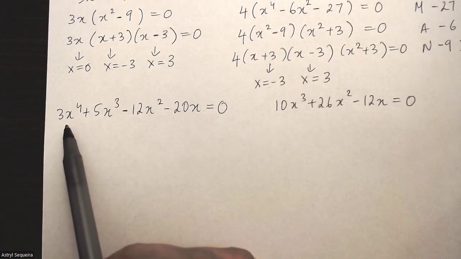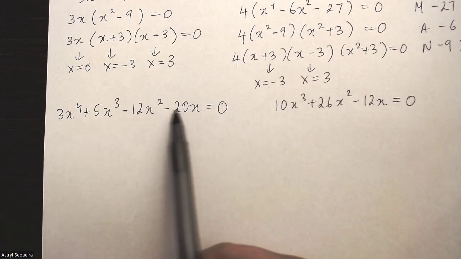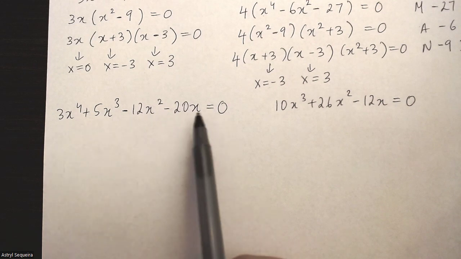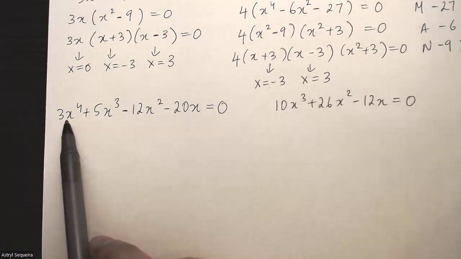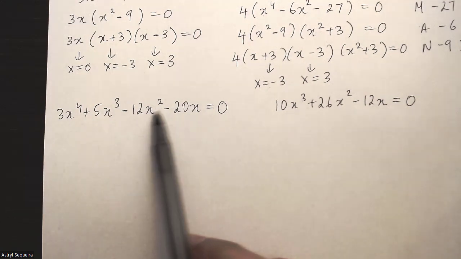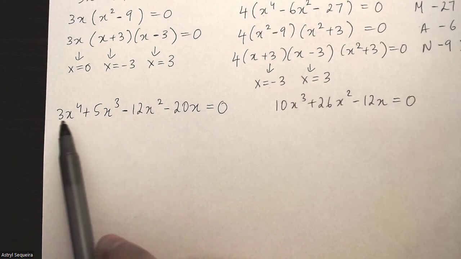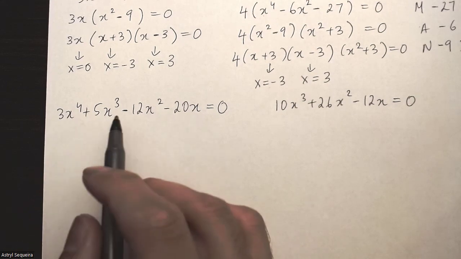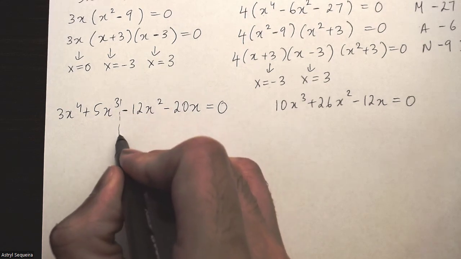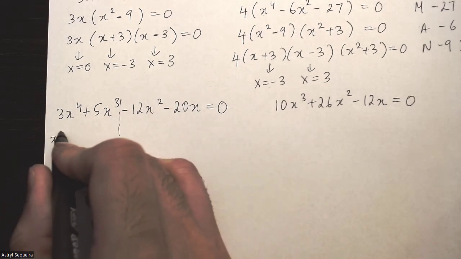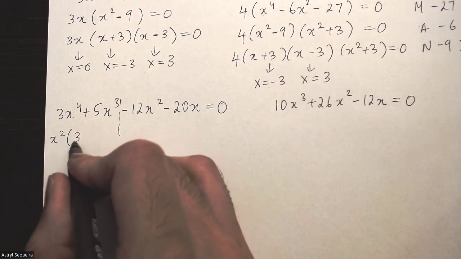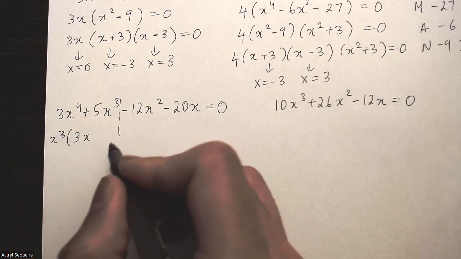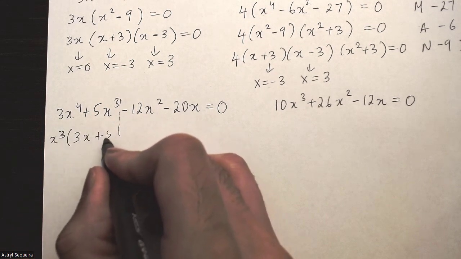In this third question, I could do synthetic division and factor theorem here, but if you notice 3 and 5 and 12 and 20, the numbers are kind of similar in terms of multiples. You can actually factor this by grouping. So you want to split it in the middle. Over here, I'm going to factor out x squared, and I'm left with 3x. Well, actually, I can factor out x cubed. So I'm left with 3x plus 5.